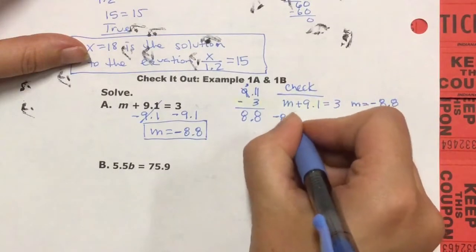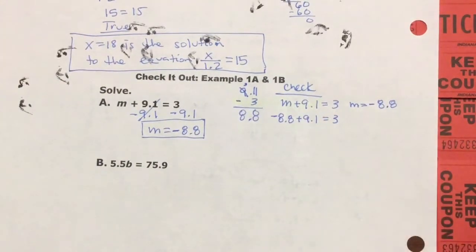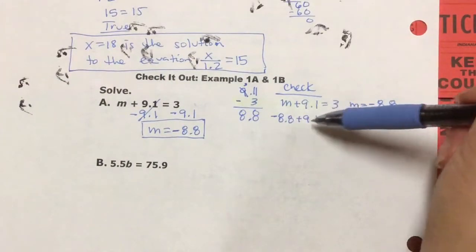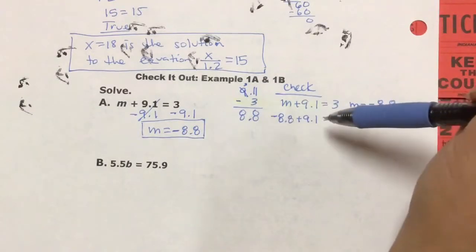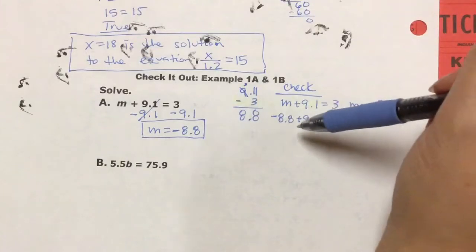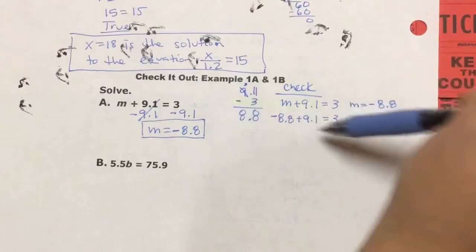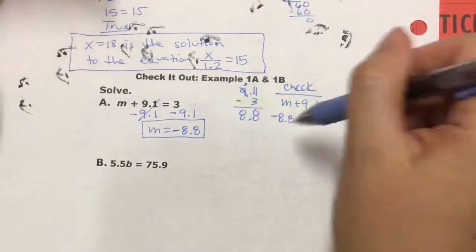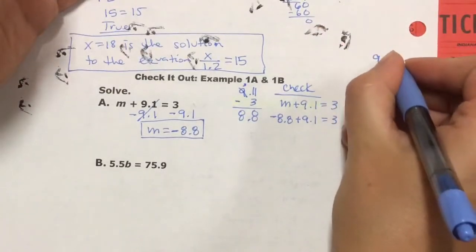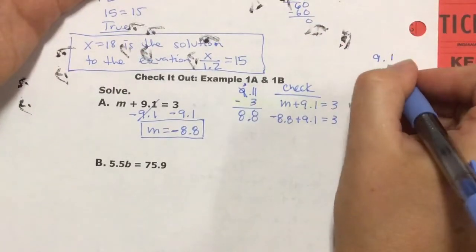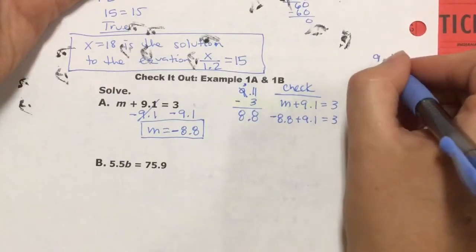So negative 8.8 plus 9.1 equals 3. Okay, here we go. Negative 8.8 plus 9.1. Negative 8.8, that is negative. 9.1 is positive. We have a negative and a positive, and so the signs are different. When the signs are different, we take the difference. So we're going to take the difference of the 2. I'm going to put the bigger number on top, so 9.1. I'm going up to my scratch paper here. 9.1 minus 8.8. Okay, I'm going to find the difference of the 2.